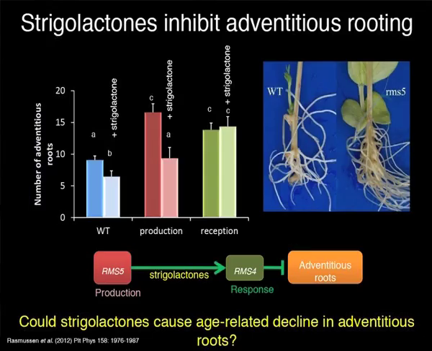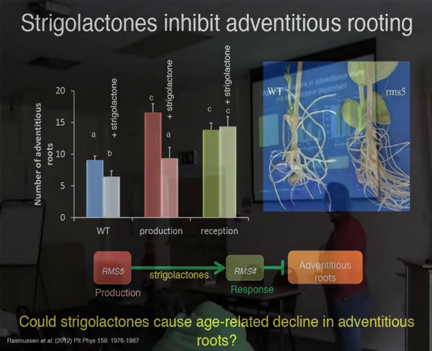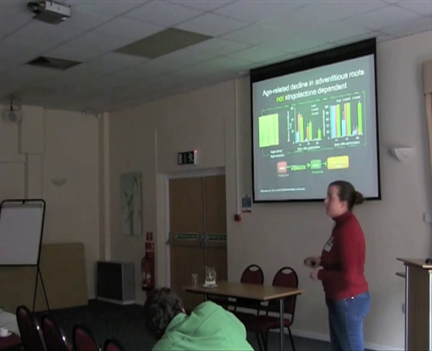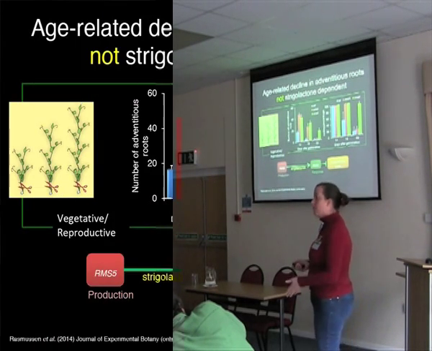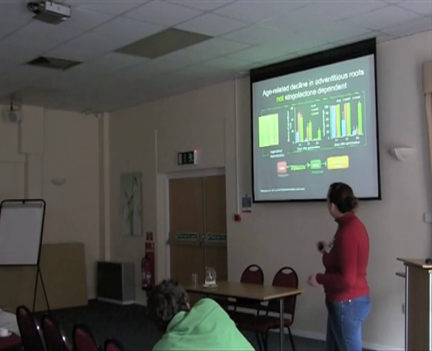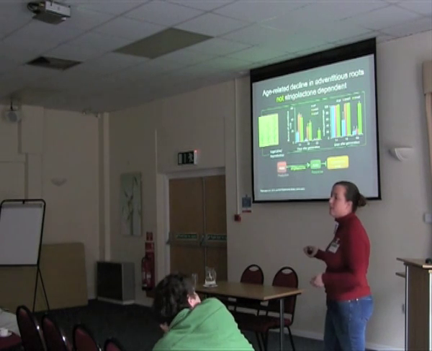So using the system that I've already explained, we did the same experiment. This is 14 days after germination, and you can see the typical phenotype, where we get more adventitious roots on the strigolactone deficient mutants and the strigolactone unresponsive mutants. As time goes on in wild type, we get a decrease in adventitious roots, which I already showed you. But we also get a decline in the mutants. So strigolactones are not necessarily the story, because if it was strigolactones, we would expect these to just be level. We wouldn't expect them to decline.